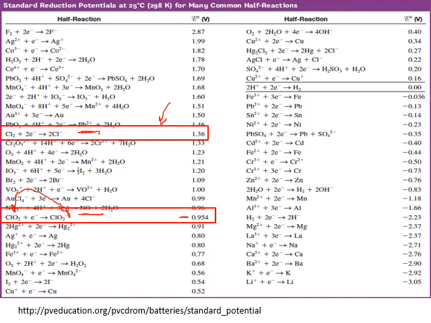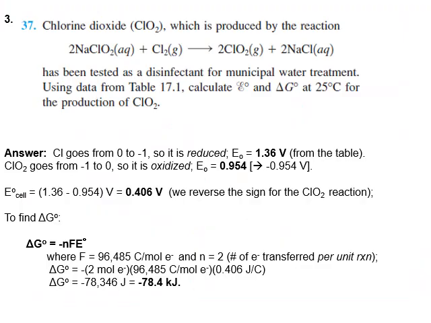So to get the standard cell voltage, we add 1.36 minus 0.954. So that's going to be approximately 0.4, not exactly, but about. So the standard cell voltage here is going to be about 0.4 volts. Let's go to the next slide. And we can see here what it actually is. It's 0.406. Okay, so anyway, that's the first part.